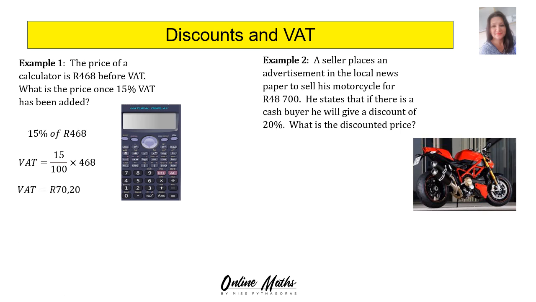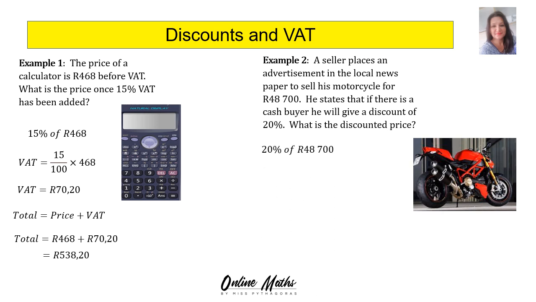Therefore, the VAT is 70 Rand and 20 cents. And now we have to add the VAT to the price. So the total is price plus VAT, which is 538 Rand and 20 cents. Example 2. A seller places an advertisement in the local newspaper to sell his motorcycle for 48,700 Rand. He states that if there is a cash buyer, he will give a discount of 20%. What is the discounted price?